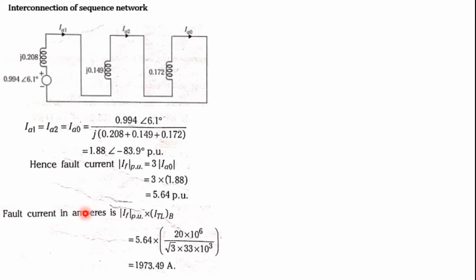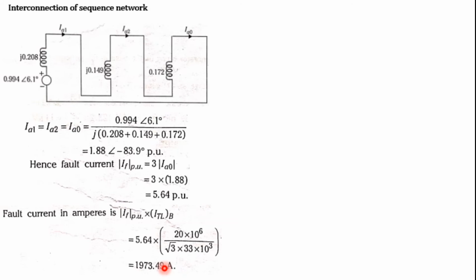There is a fault at the middle of the transmission line, meaning on the transmission line side. So what is the value of the current across the transmission line? This is the base value. So what is the base value? The MVA base on the transmission line side is 20. And what is the transmission line voltage? The base value we are talking about, not the actual value. That is 33 kV multiplied by root 3. So you will get 1973.49 amperes of current flowing.